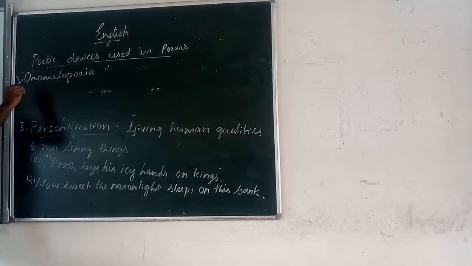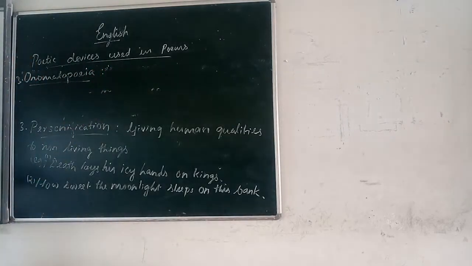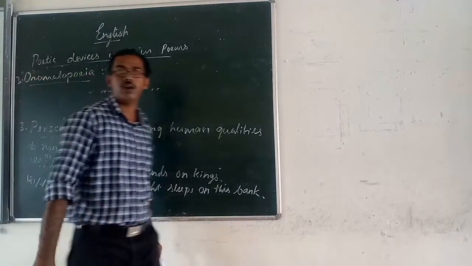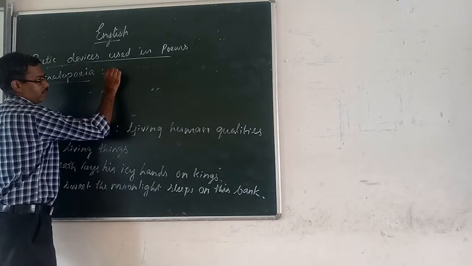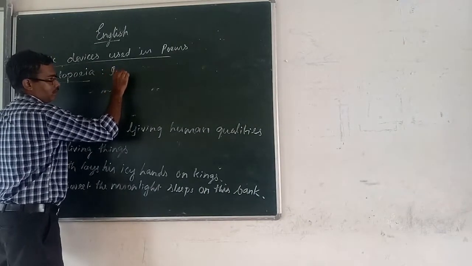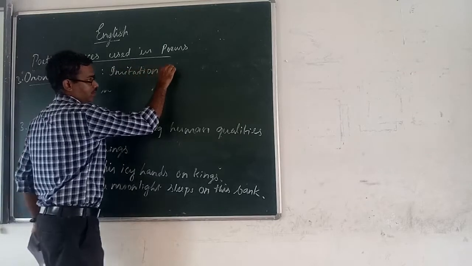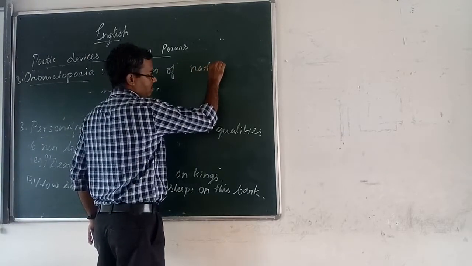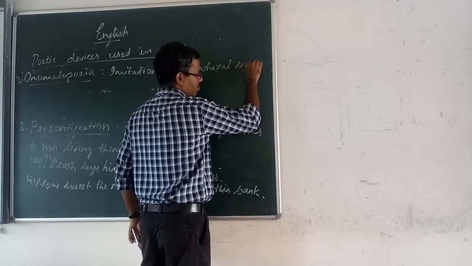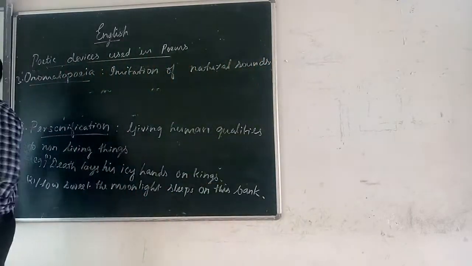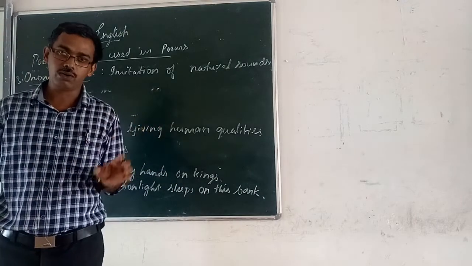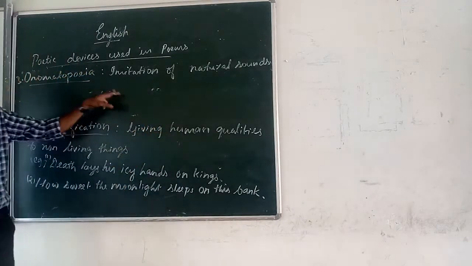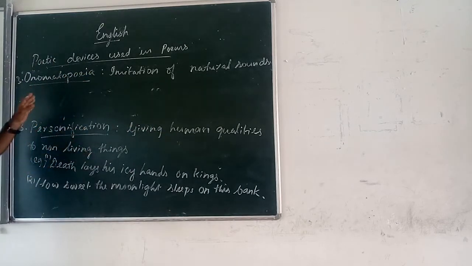The third one is onomatopoeia. Onomatopoeia means it is an imitation of natural sounds. Imitation of natural sounds is called as onomatopoeia. For example, when you drop a coin, it makes a sound. When you imitate that sound, it is called as onomatopoeia. When you strike the guitar or piano, it gives a tinkling sound. That is called as onomatopoeia.